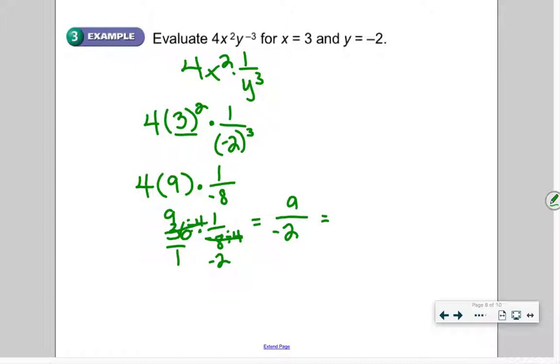So 9 over -2. Change to a mixed number. Positive or negative answer? Negative. Okay. How many times does 2 go into 9? 4 times. So I'm doing 9 divided by 2. It goes in there 4 times. How much is left over? 1 over 2. So -4 1/2, or -4.5.